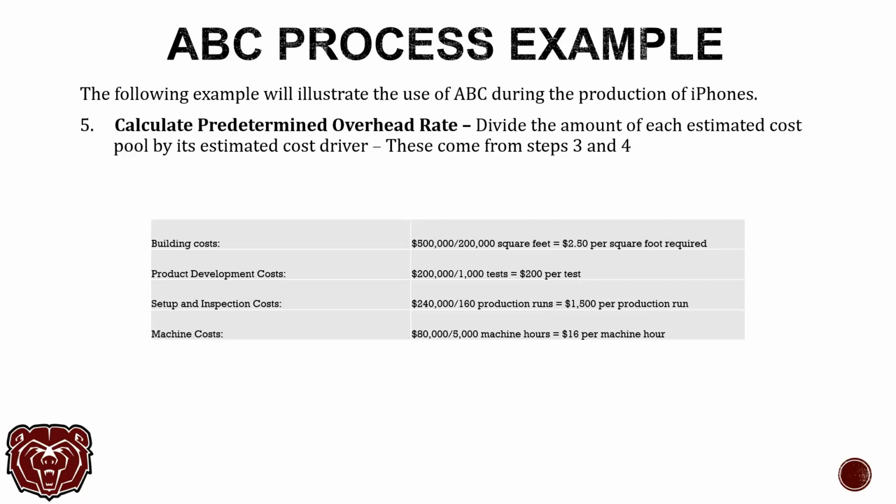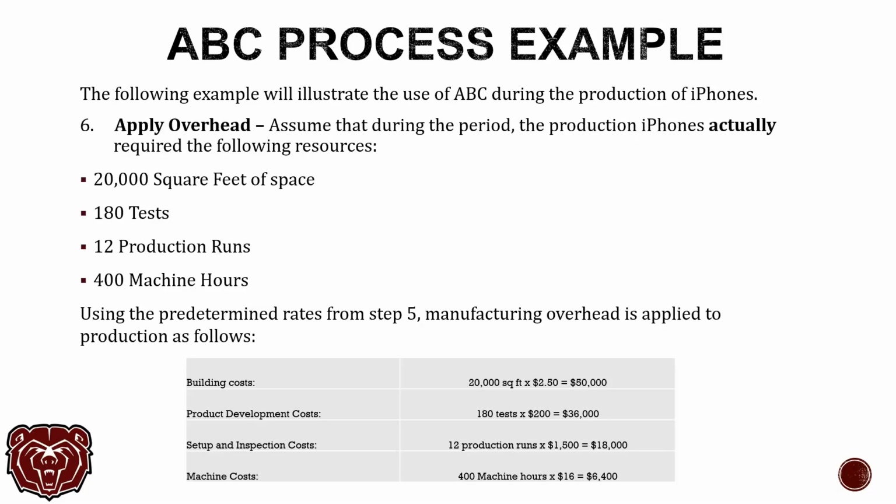Setup and inspection costs, $240,000. We budgeted 160 production runs. That's going to be $1,500 per production run. And finally, you have machine costs of $80,000. We have budgeted for 5,000 machine hours. That's going to be $16 per machine hour. Now, hopefully you see how all of this is coming together, right?